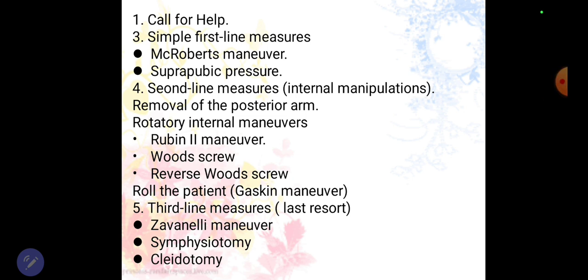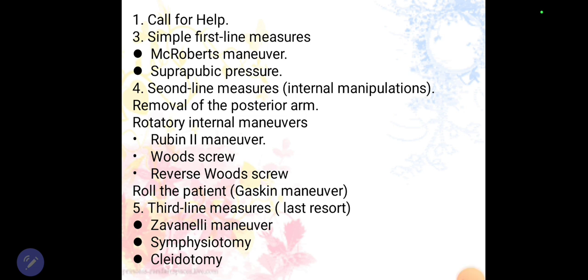These are additional maneuvers that will aid in delivery of the fetal shoulders. First, any maneuver should take not more than 30 seconds, because a head-to-shoulder delivery interval of more than 5 to 7 minutes will be associated with permanent neurological dysfunction. So, any maneuver not more than 30 seconds.